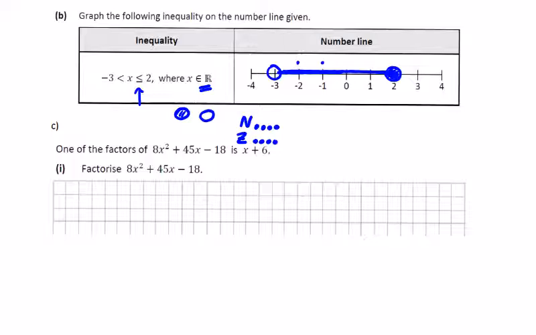And then the last part, part C, one of the factors of 8x squared plus 45x minus 18 is x plus 6. So that means that x plus 6 multiplied by something has to give this guy.